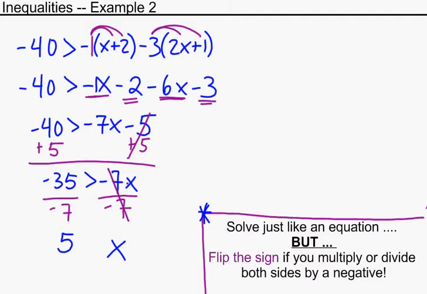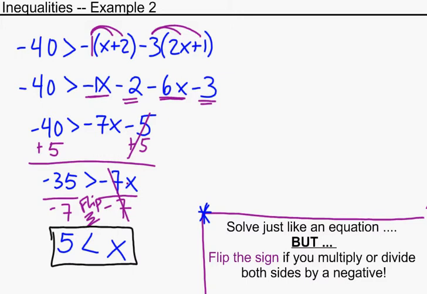but since I divided by a negative, I have to flip the direction of the sign. So my sign, instead of being the greater than sign, now changes to less than. So this is my inequality statement. 5 is less than x.